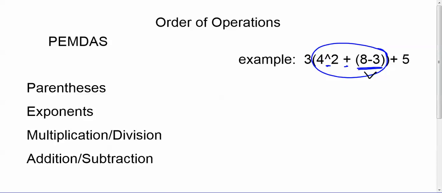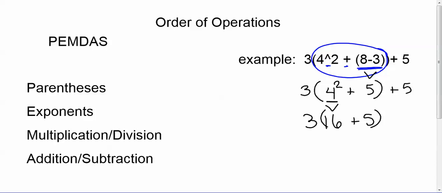So 8 minus 3 is 5. Everything else gets rewritten. We haven't dealt with everything in those brackets yet, so I need to keep writing them until we take care of everything. Okay, so the next step is exponents right here, because exponents come before addition. So 4 squared is 16. Again, you copy everything down.